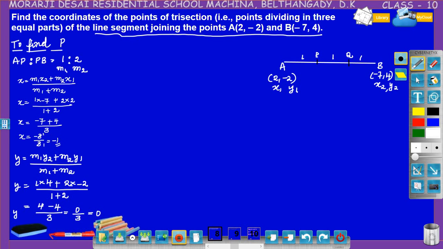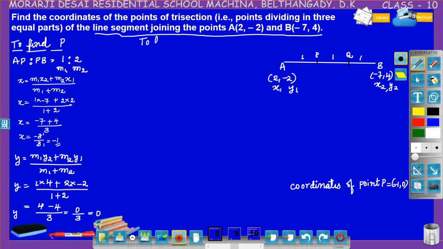Now we got the coordinates of point P is equal to minus 1, 0. Now next we have to find the coordinates of point Q.